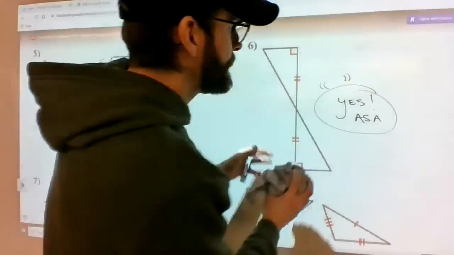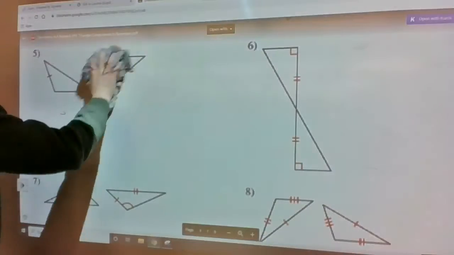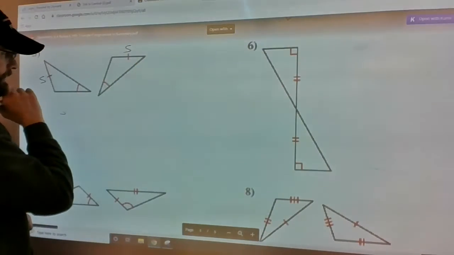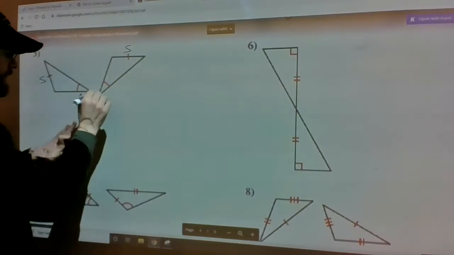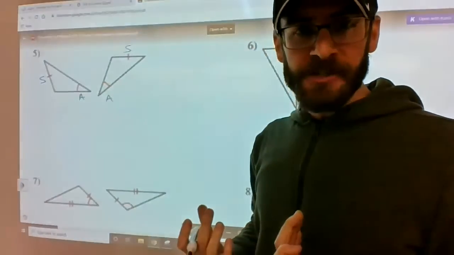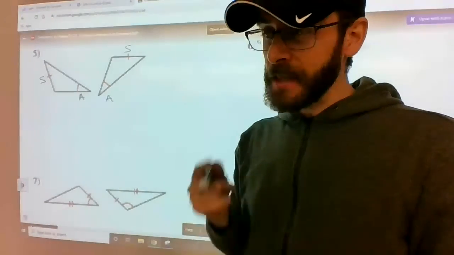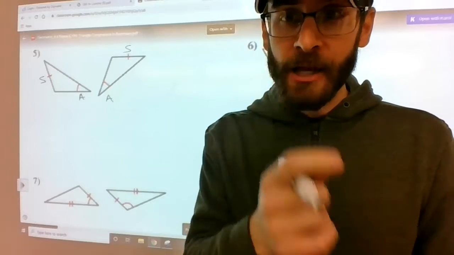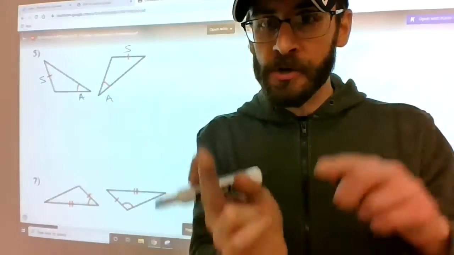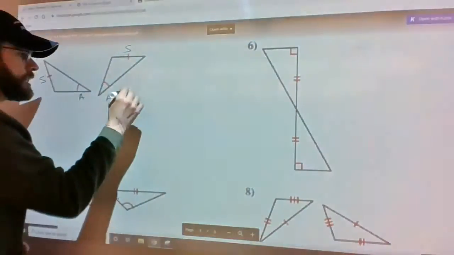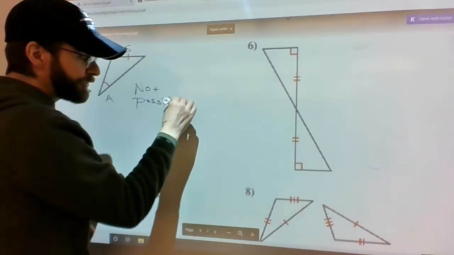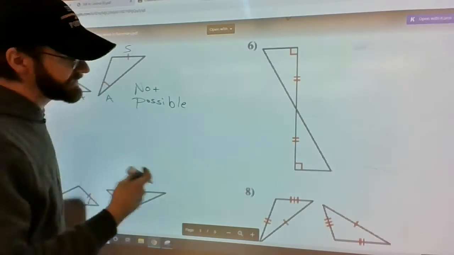All right, number 5. We've got a side with a side. We've got an angle with an angle. And then there's no discernible information that says anything else about the remaining angles or the remaining side. And last time I checked, there is no triangle congruence postulate that only requires one side and one angle to correspond with the other triangle in congruence. Not possible. So maybe they're congruent. If they are, we have no way of telling.